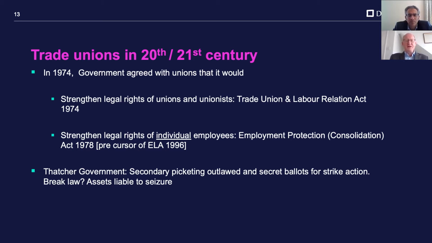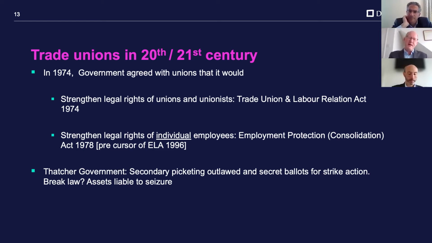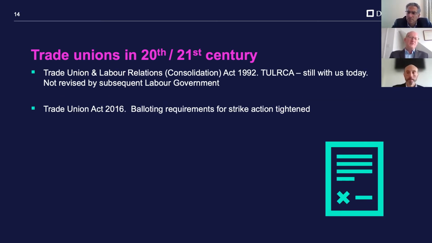We then go on to the Thatcher government, who bit by bit outlawed things like secondary picketing. That's people picketing at premises that are not the employer's premises. It insisted on secret ballots for strike action rather than mass groups of people voting. If you broke the law, your assets were liable to seizure as a union. Next slide, please. And very gradually, the laws that unions had to operate within were tightened.